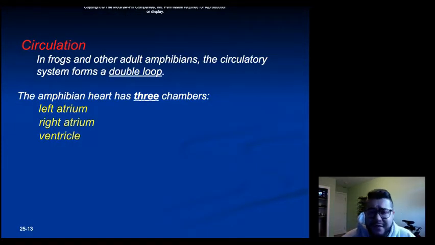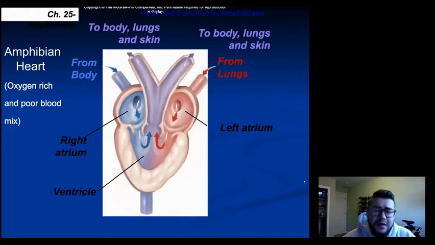Circulatory system for frogs. They have a three-chambered heart that forms a double loop in the body. So there is a left and right atrium and one single ventricle. And so this is how it works. We have blood coming from the body that's deoxygenated that comes into one of the atriums, the right atrium here. And then it goes into the ventricle.